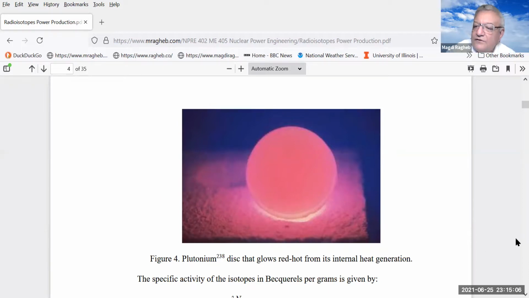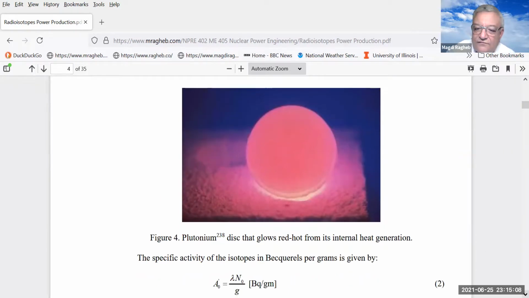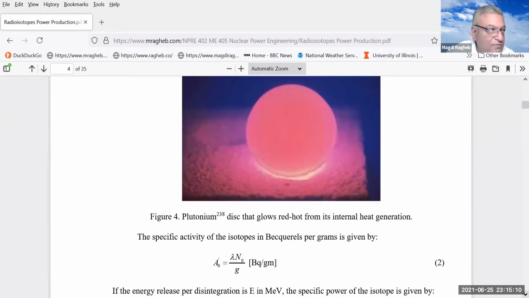What is of interest to us in the design of these devices is the specific activity, or the activity per gram of the isotope, whatever it is, polonium-210, tritium, plutonium-238, or strontium-90.